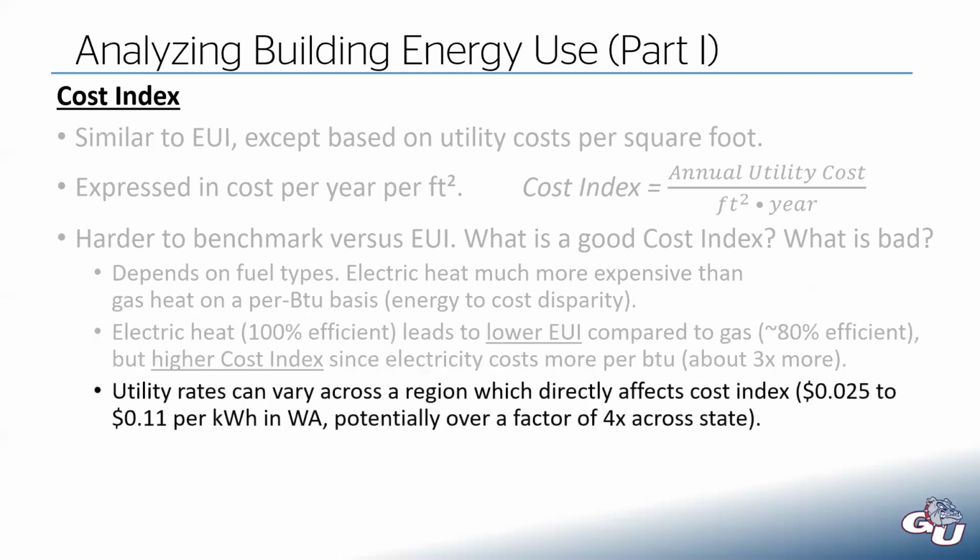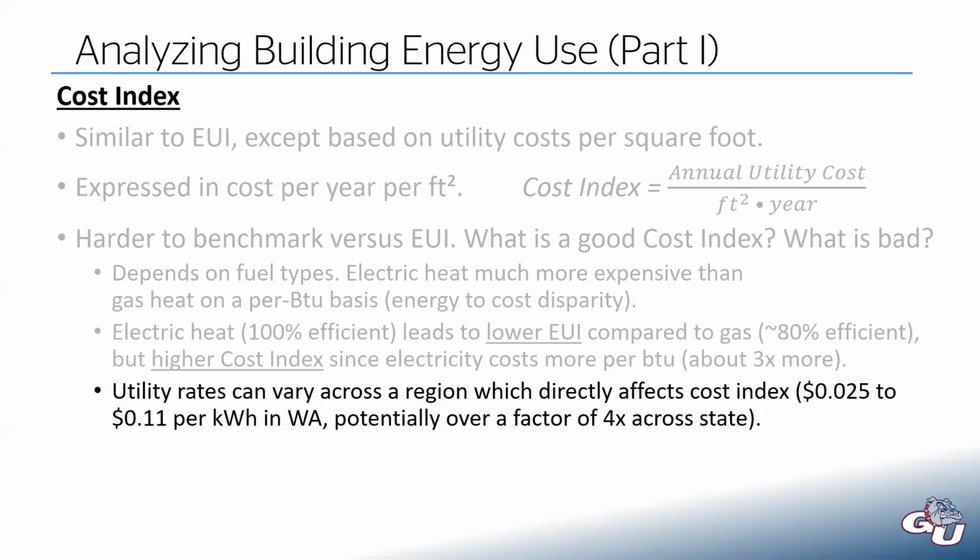You also have variable utility rates. So I think I mentioned on day one in central Washington, it's about 2 to 3 cents a kilowatt hour. In Spokane, it's about 8 to 11 cents per kilowatt hour. So if you're looking at a building in Spokane versus, let's say, Wenatchee, the same EUI could lead to a very different cost index because the utility rates are so different.